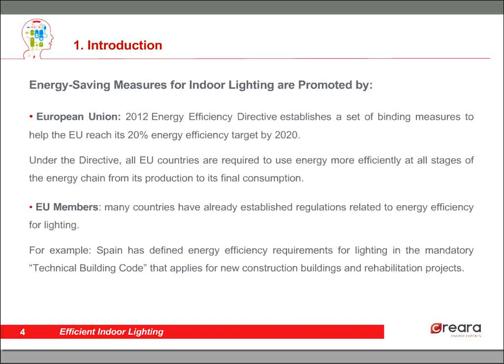Energy saving measures for indoor lighting are promoted by the European Union. The 2012 Energy Efficiency Directive establishes a set of binding measures to help the EU reach its 20% energy efficiency target by 2020. Under this directive, all EU countries are required to use energy more efficiently at all stages of the energy chain, from its production to its final consumption. Also, energy-saving measures are promoted by EU members. Many countries have already established regulations related to energy efficiency for lighting. For example, Spain has defined energy efficiency requirements for lighting in the mandatory technical building code that applies for new construction buildings and rehabilitation projects.